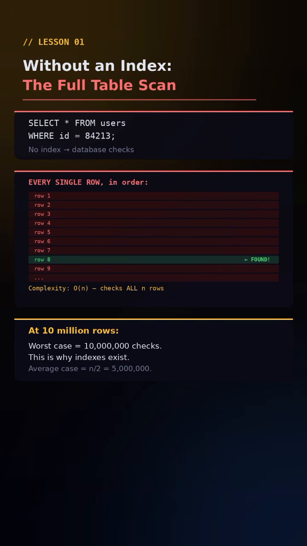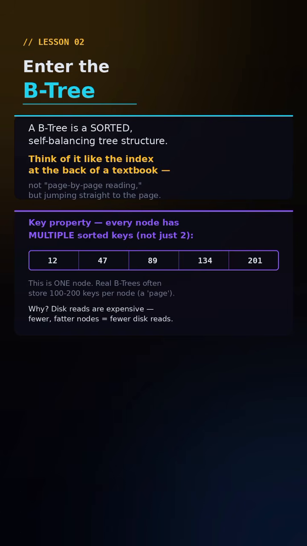This is exactly why we index. A B-tree is a sorted, self-balancing tree structure. Think of it like the index at the back of a textbook. You don't read page by page, you jump straight to the page.